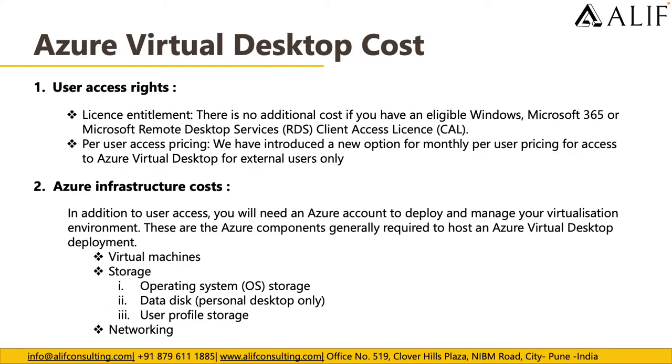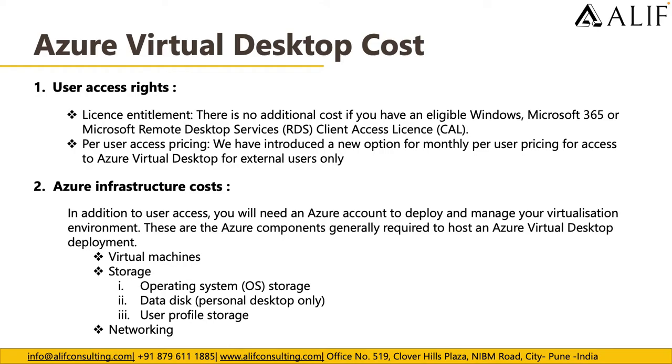So let's talk about how the cost is calculated. There are two points to be considered. First is the user access right, and second is the infrastructure cost. Let's talk about the infrastructure cost first. As I told you earlier in the slide, when you have the AVD solution, you only need to create the session host server. When you create a session host server, that includes your compute, your storage, and your network. All of those components are chargeable, and we need to pay for them. So that's one thing.